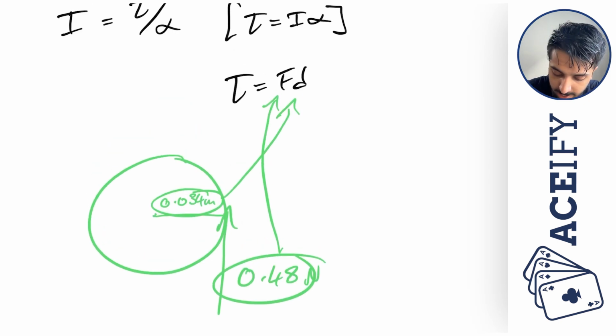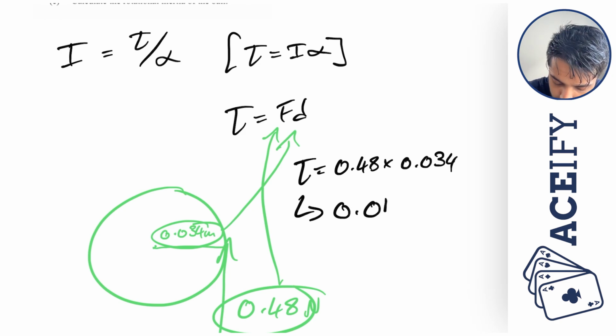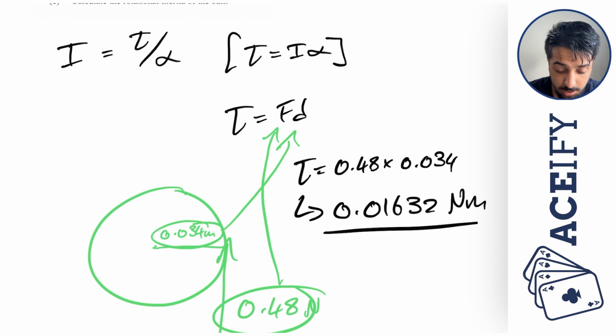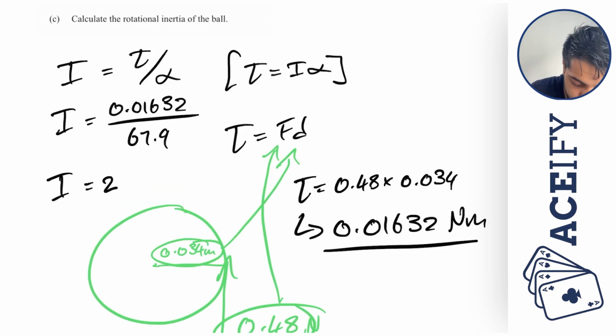Therefore, our torque is equal to 0.48 times 0.034, and this gives us a torque of 0.01632 newton meters. Now we can plug our values into our equation, where I is equal to 0.01632 over 67.9, which is our angular acceleration found in the previous question. This gives us a rotational inertia of 2.4 times 10 to the negative 4 kg meters squared.